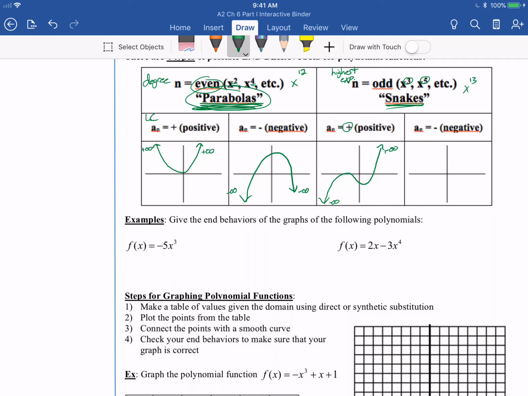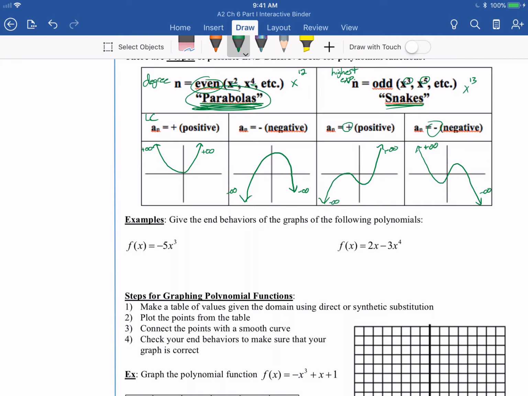Okay, awesome. And the last one, you guys might be able to guess this one. Hey, it's just the opposite way around. It snakes around and then ends down low. So it starts at positive infinity and goes towards negative infinity. Okay, so that's if your leading coefficient is negative.